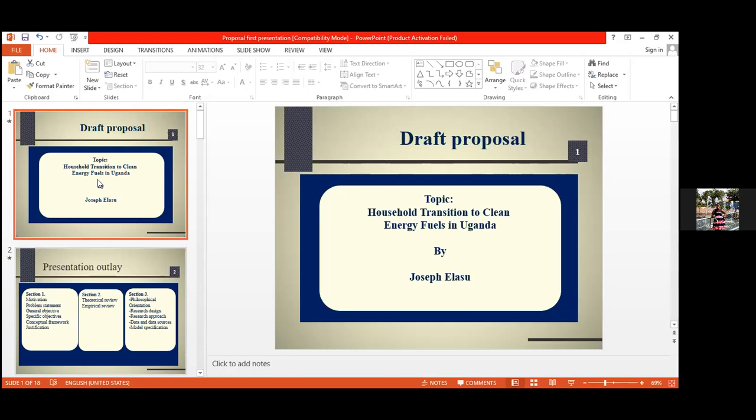Then the other issue is that Joseph is looking at both cooking and lighting and is going to use panel data. So I really see that this is a lot of work, because cooking alone has a lot of issues when looking at a household perspective. So when you combine cooking and lighting, it's really a lot of work and you might lose focus.